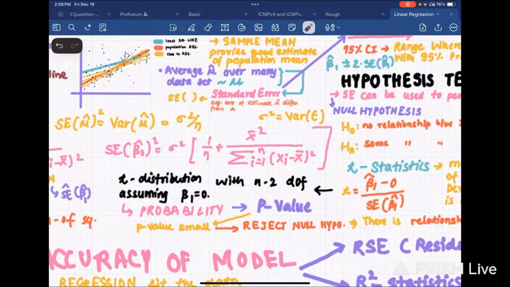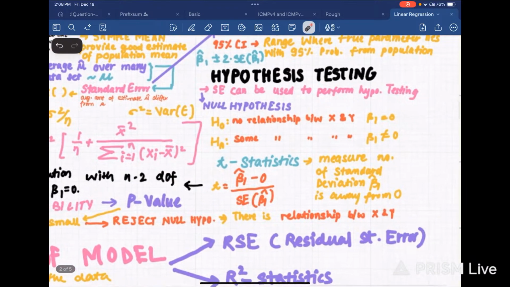So the t distribution with n minus 2 degrees of freedom, assuming beta 1 equals 0, the probability will give us the p value. If the p value is small, then we will reject the null hypothesis, which means there is a relation between x and y.